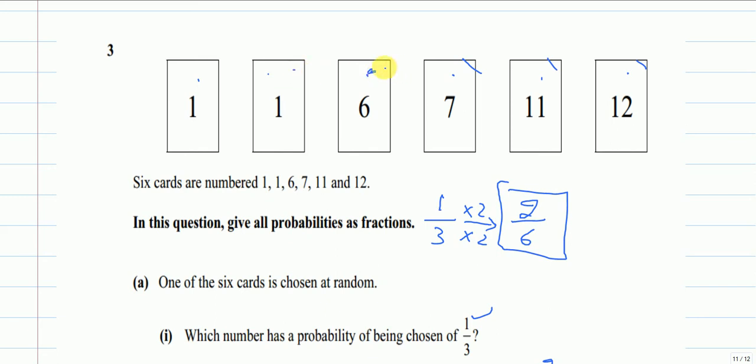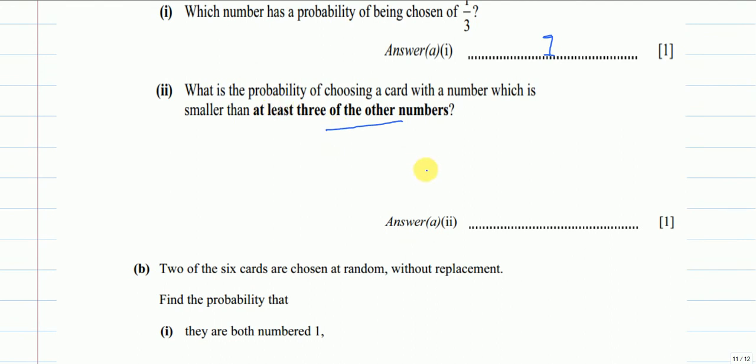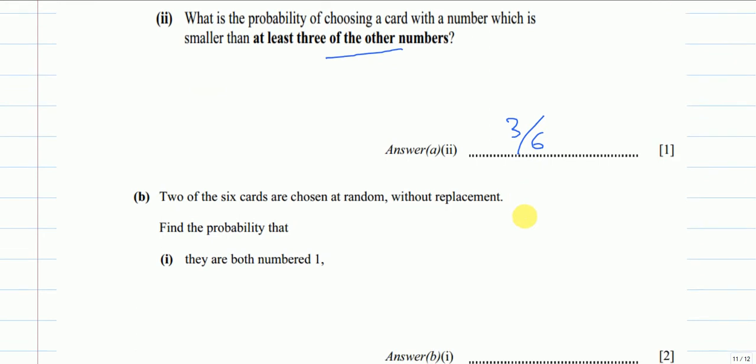1 is also smaller than at least 3 numbers, and this other 1 is also smaller than 3 numbers. So how many numbers do I have which are smaller than at least 3 numbers? They are 3 out of the total 6. So my probability is 3 out of 6. You can round it off to 1/3 or something, but this will do. Let's look at part B.